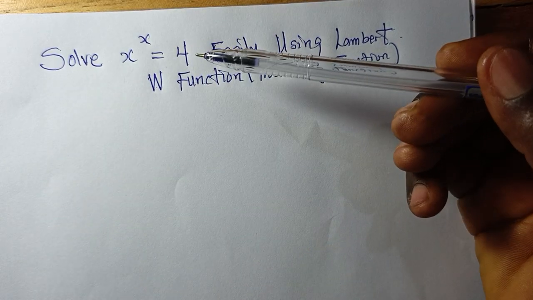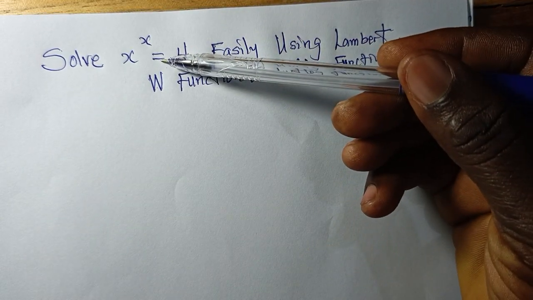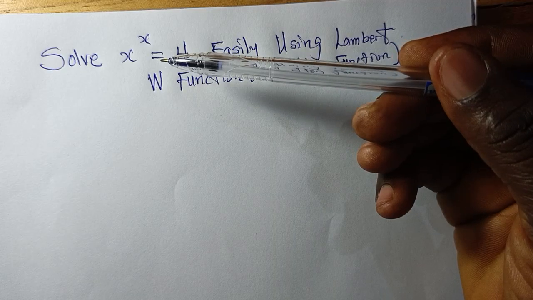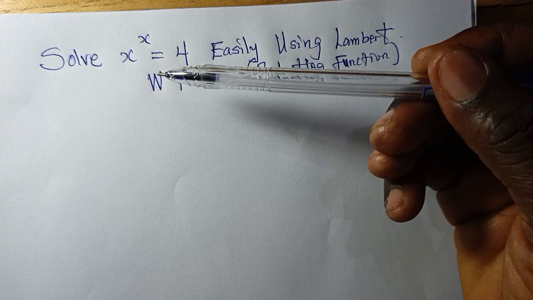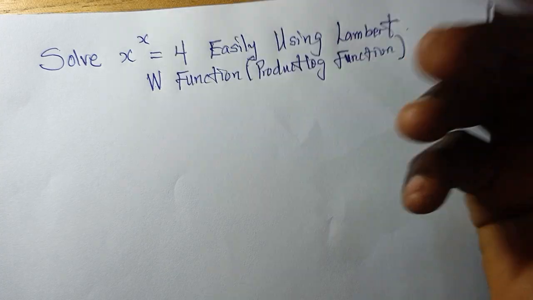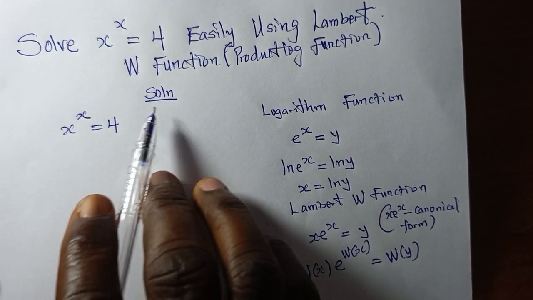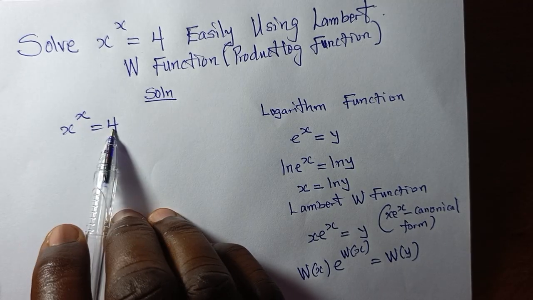Have you ever wondered how to solve an equation like this? Most students think it is impossible using elementary algebra, but in this lesson, I will show you how the Lambert W function solves it step by step. Solution: x raised to power x equals 4.